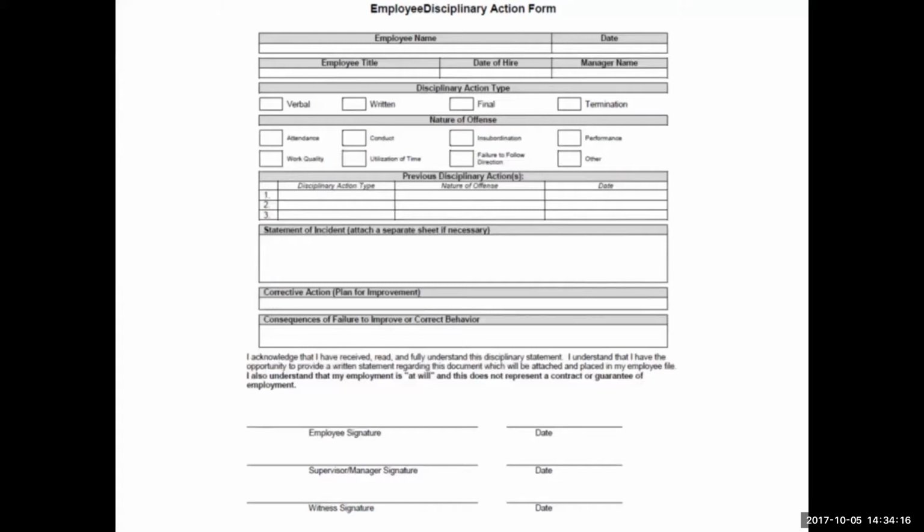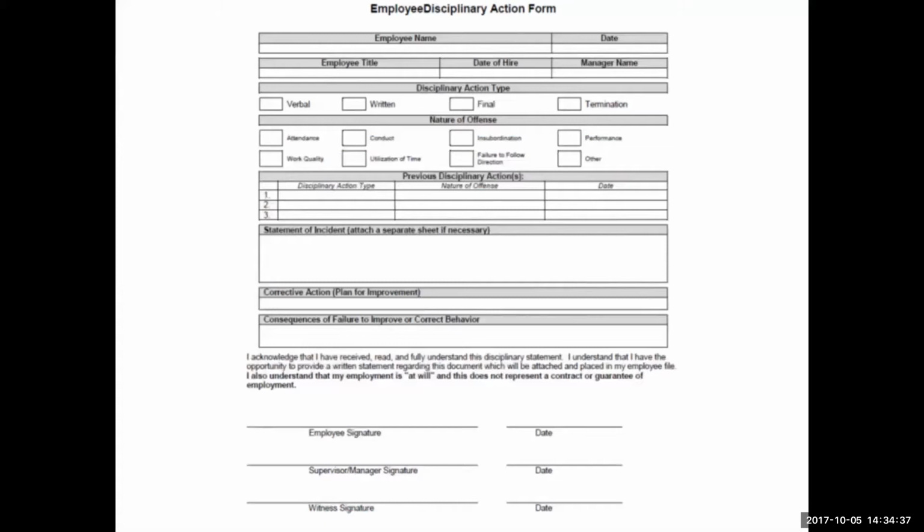So if you don't see it as poor work performance, if you identify it as deliberate unsatisfactory work performance, be careful as you're picking that code. Maybe you want to choose other, or conduct, or utilization of time, or failure to follow directions, and then identify the specifics.